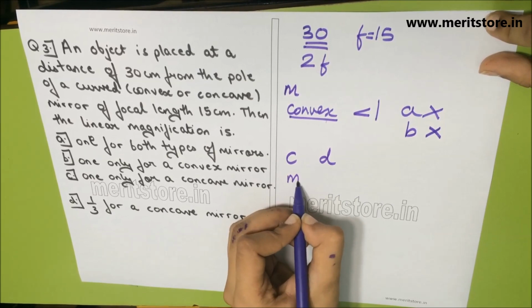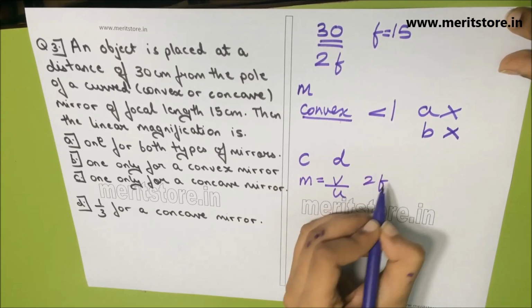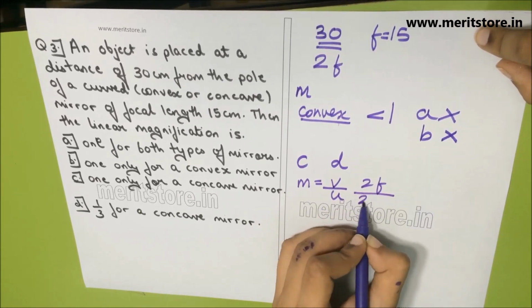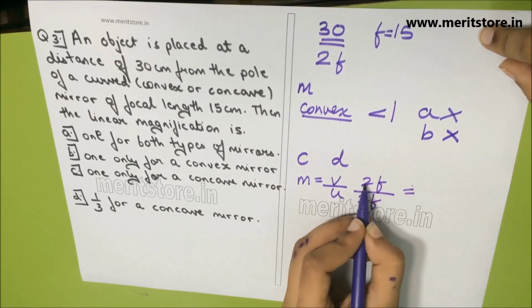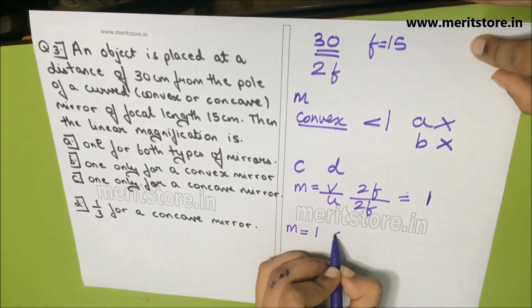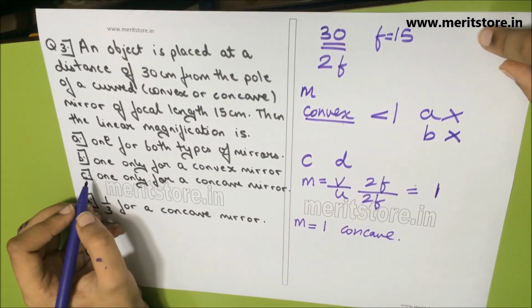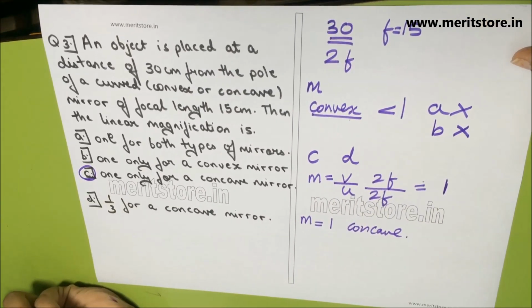Now let us put the formula m equals v by u. Over here my v is 2f, twice the focal length. My u is also twice the focal length. So 2f upon 2f is 1. Therefore my magnification is 1 for a concave mirror and thus this coincides with the answer C.